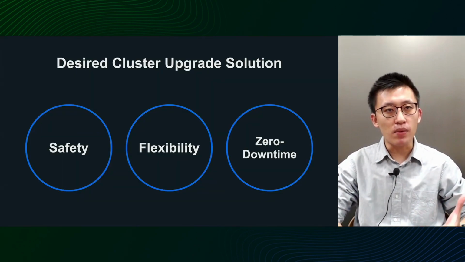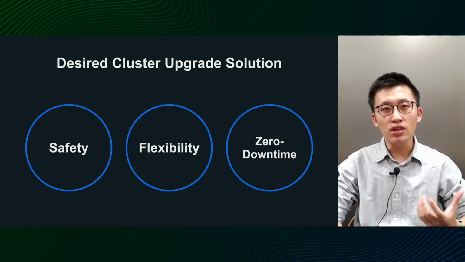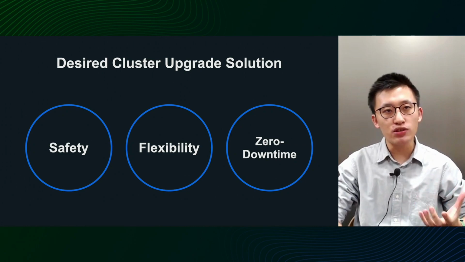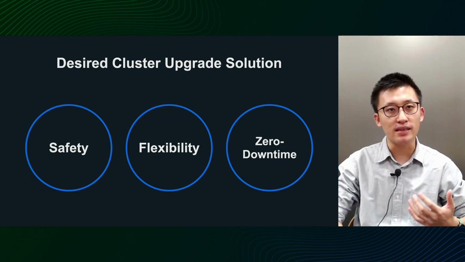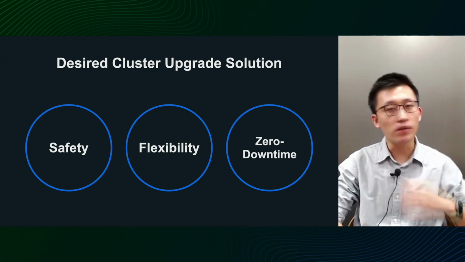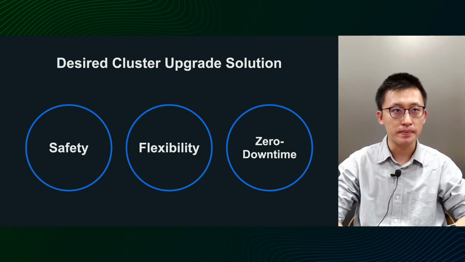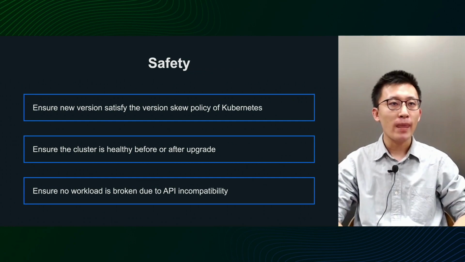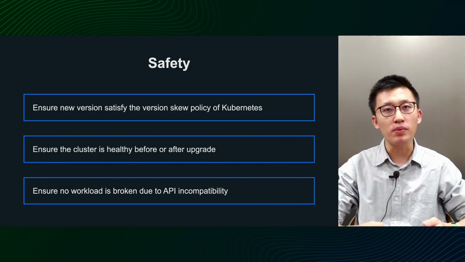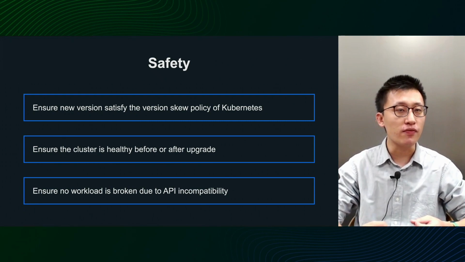A desired cluster upgrade solution should be safe, flexible, and no downtime on the application side. I will explain what actual features the desired cluster upgrade solution should include from those three perspectives, one by one. In the safety part, the first feature we would like to have is upgradable checking. It is used to check if a cluster satisfies all upgradable conditions before we touch it.